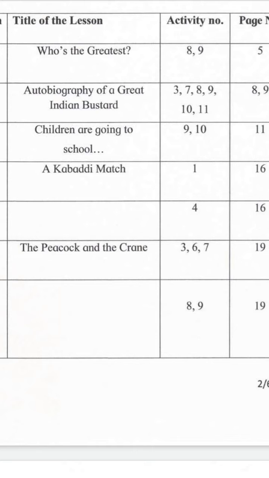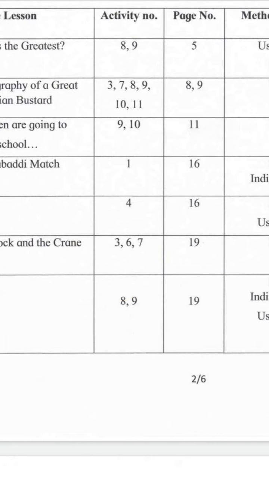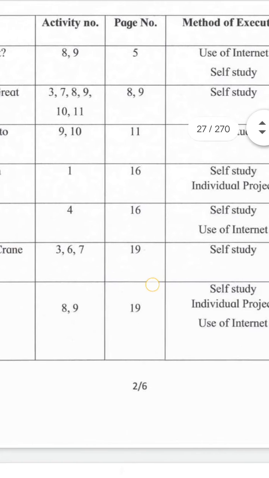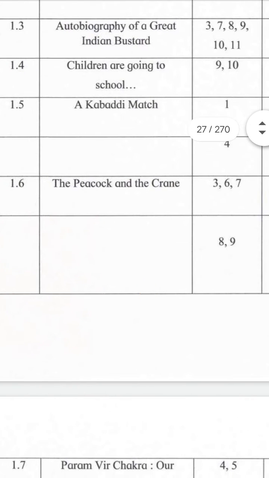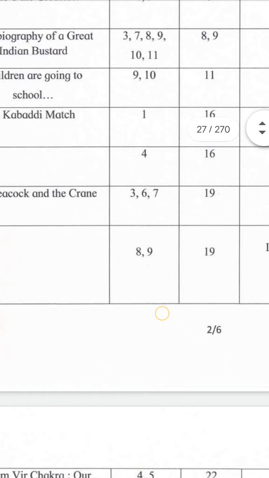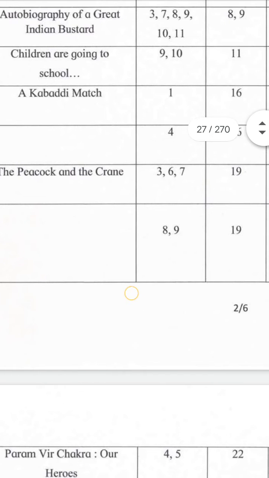Question 3, question 7, question 8, question 9, question 10 and question 11 are not there, and these all come on page number 8 and 9. These are for self-study. Then 1.4, children are going to school: activity, that is question number 9 and 10, page number 11. It's again for self-study.